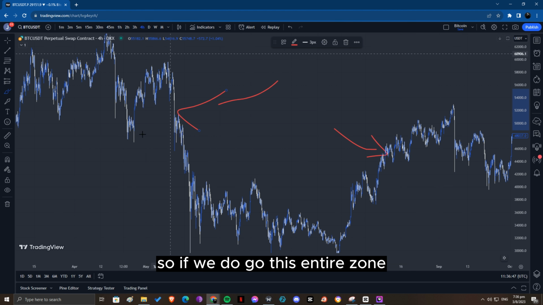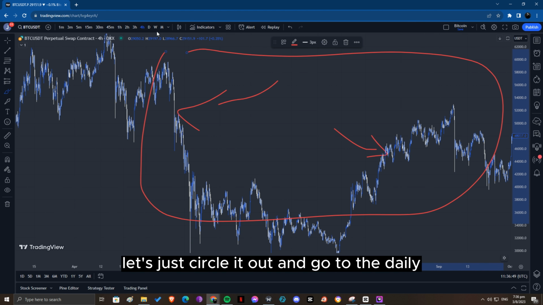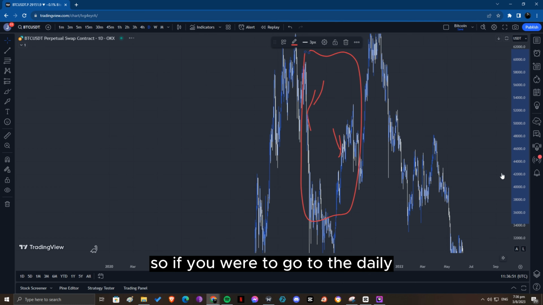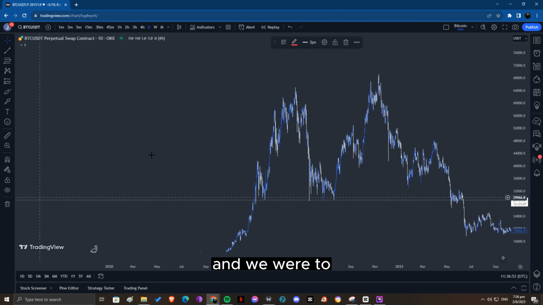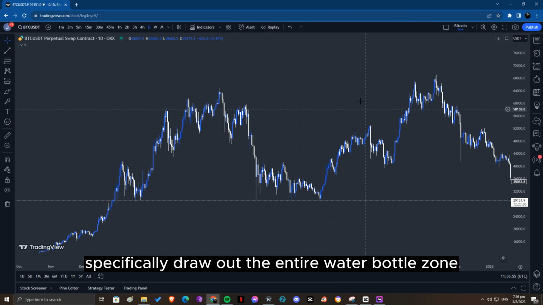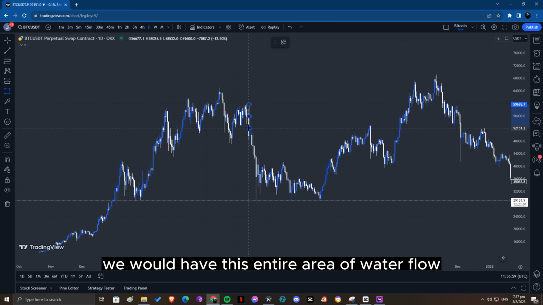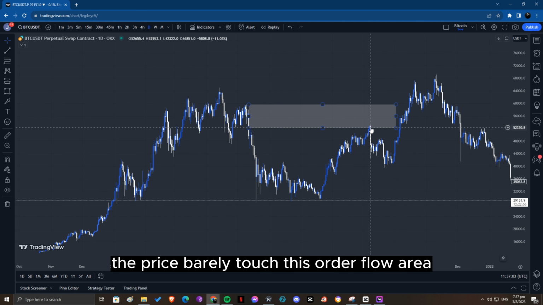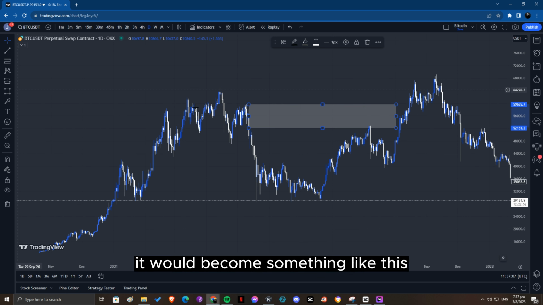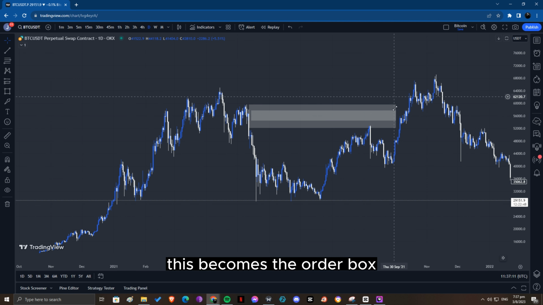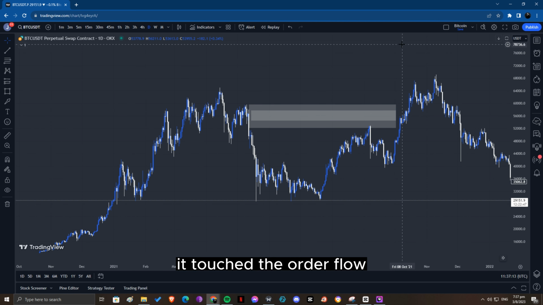So if we do go to this entire zone, let's just circle it out and go to the daily. If we were to specifically draw out the entire order block zone, we would have this entire area of order flow. So what happened here? The price barely touched this order flow area, or if we want to refine it, it would become something like this, the blue candle here. This becomes the order block, but the price did not touch the order block, it touched the order flow.